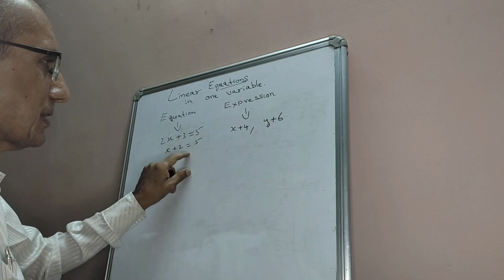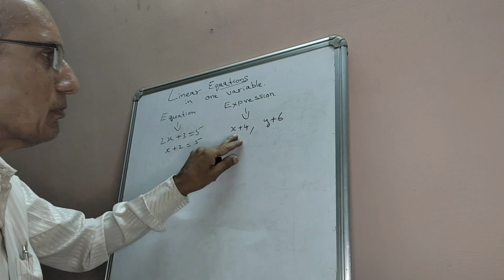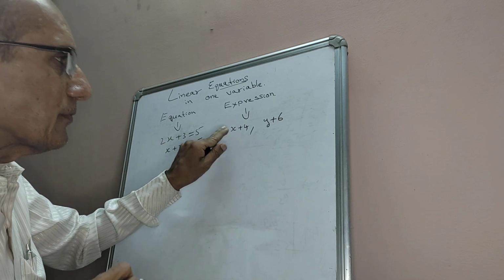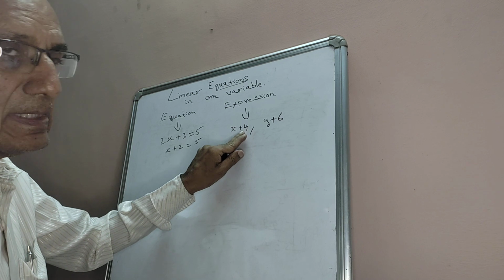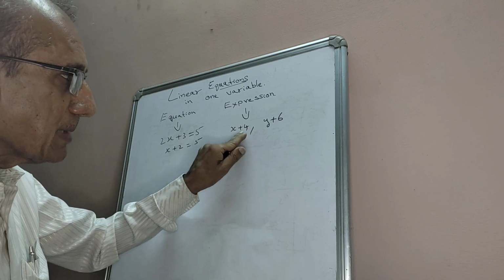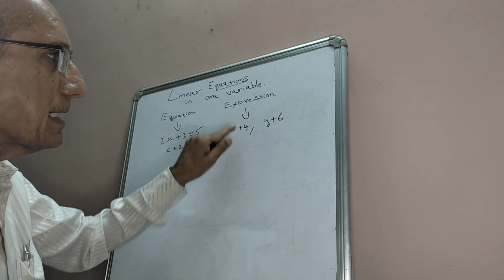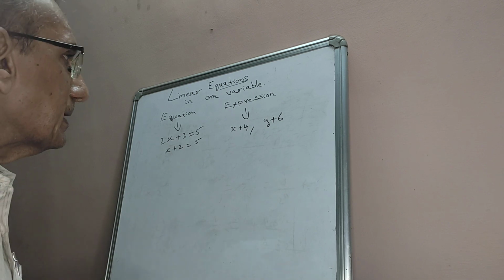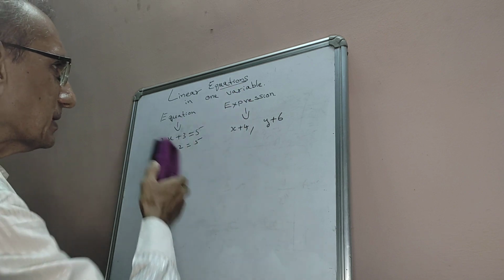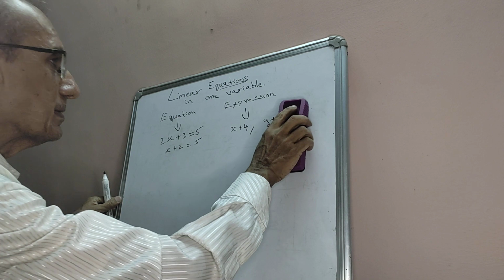Whenever we have this equality sign, equal to sign, it's called an equation. And when we don't have that equal to sign, it's just a variable plus a number. It could be one variable, two variables, more than two, anything. But things like these are called expressions. Clear? Now, let us try to understand the word linear. What do we mean by the word linear?